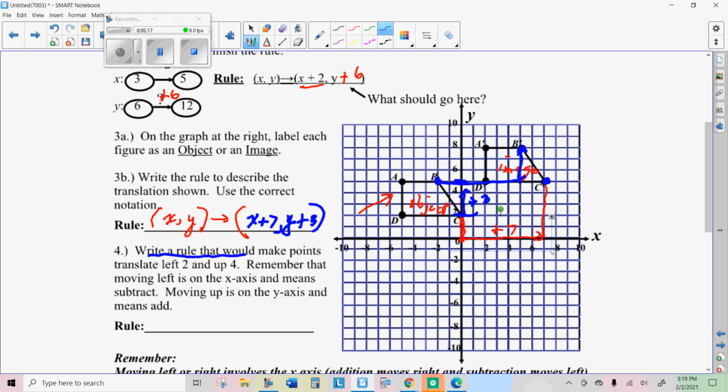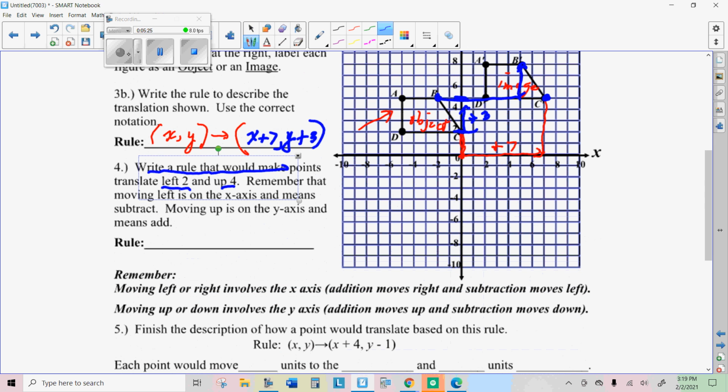Write a rule that would make points translate left 2 and up 4. You might want to check your rule with a point. So let's say I start at D and I want to go left 2. You can just draw left 2 and then go up 4. Sorry about that. You would end up with this point right here.